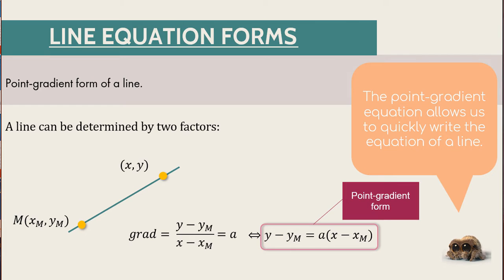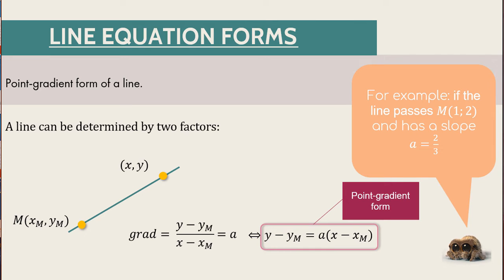The point gradient equation allows us to quickly write the equation of a line. You can see that we don't have to calculate anything. We just have to put the point and the gradient into the positions of the formula. Then we will have the equation.